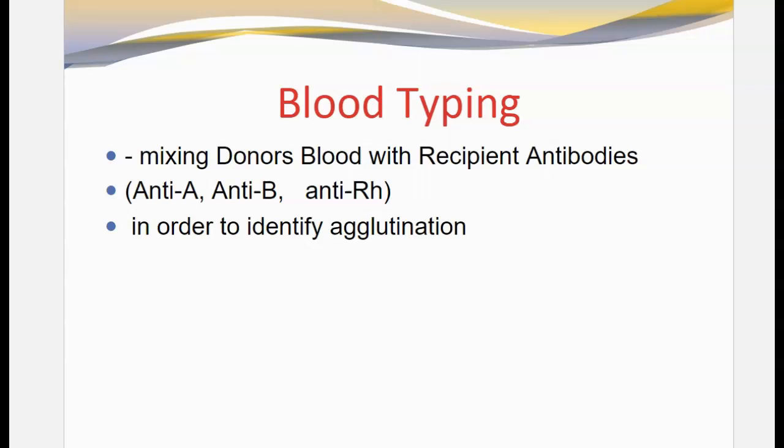Then you look at the third one, the Rh. Either it clumps or it doesn't. If it clumps, it's Rh positive. If it doesn't, it's Rh negative. And so then you just read the card and you can tell what type of blood it is. Pretty easy. No.